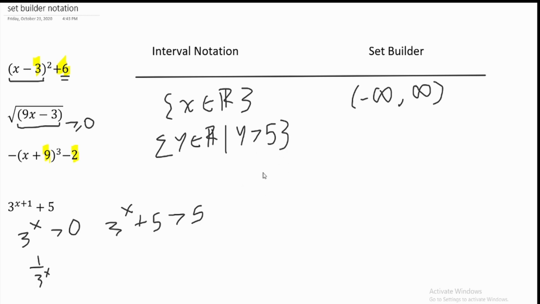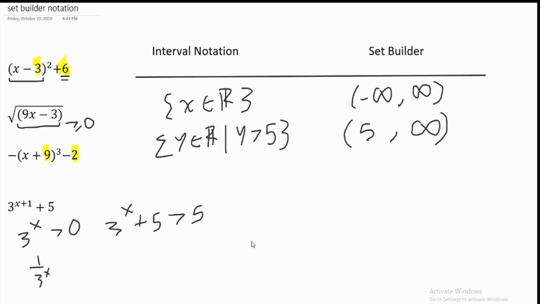Right? y must be greater than 5. And for our set builder notation, we must remember that because it's greater than, not greater than or equal to, we have the open bracket. So we have 5 and we have infinity.